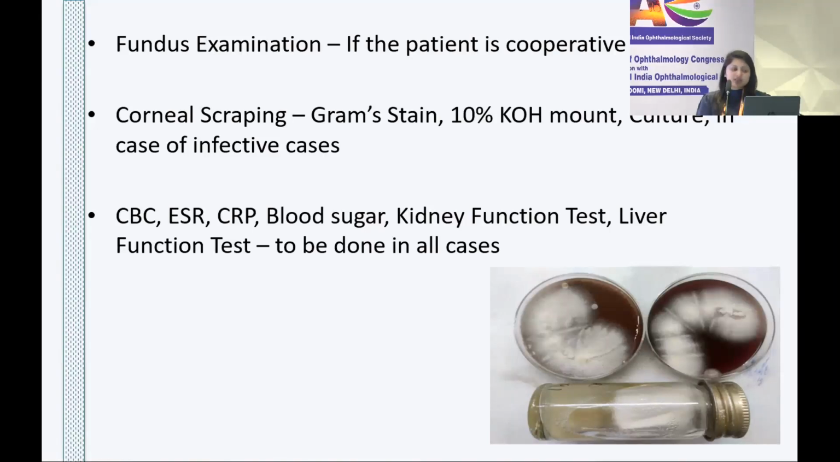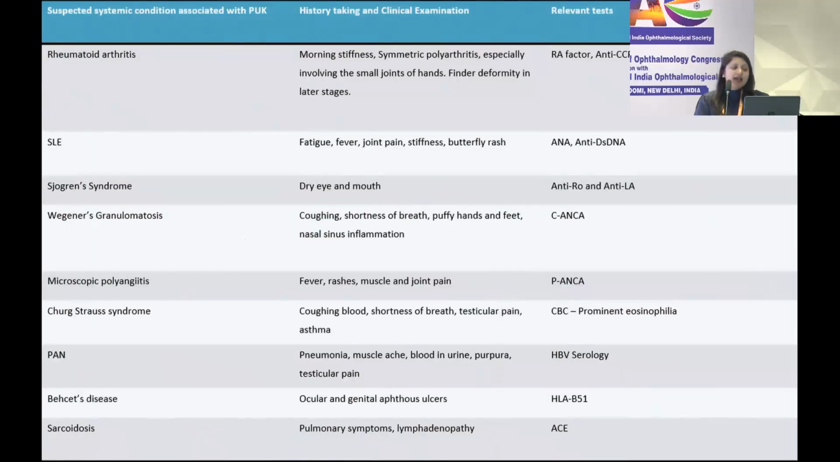If a scraping is needed, we send the whole thing like a gram stain, KOH, culture. And for the blood tests, now these blood tests are very expensive tests, and not everybody can afford the whole battery of tests that we want to do. So maybe we can start with the basic tests and proceed to the higher ones in case we feel that something is wrong, something is suspicious. So a CBC, ESR, CRP, a blood sugar, kidney function and liver function tests can be done in all cases. And depending on what systemic condition we are suspecting, we can go on to do the other, specific tests as well.